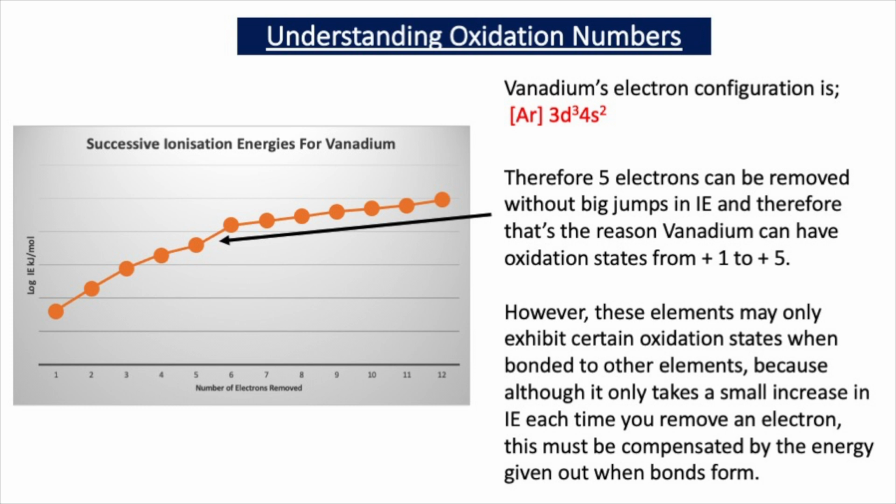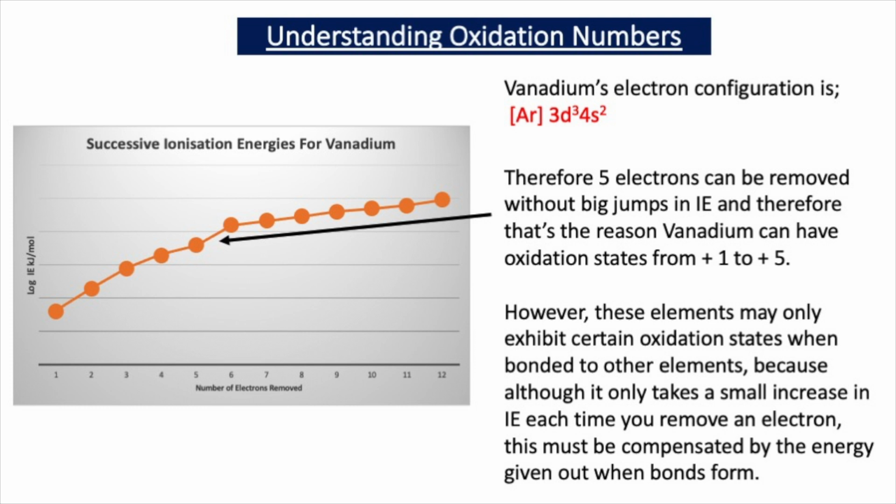Now, for vanadium, the maximum oxidation number observed is +5. That's because vanadium has 5 electrons distributed in the 4s and 3d orbitals. Its electron arrangement ends in 3d3, 4s2.